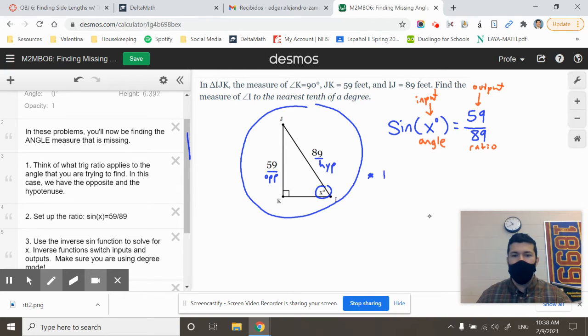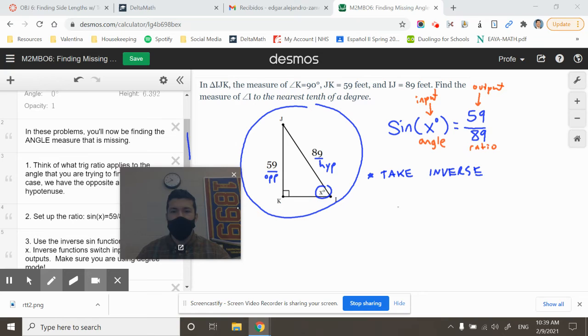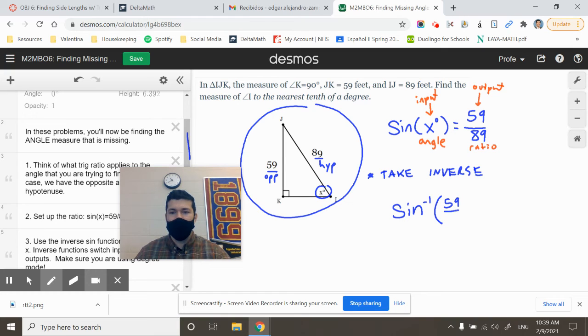Why do you need an inverse? Because you're doing things backwards. You are missing the input, but you know the output. So we need to use an inverse function, and it works in a very simple way. Sine inverse, that's what this little superscript of -1 means, of the ratio, which is 59/89, will give me the input, which is the angle.